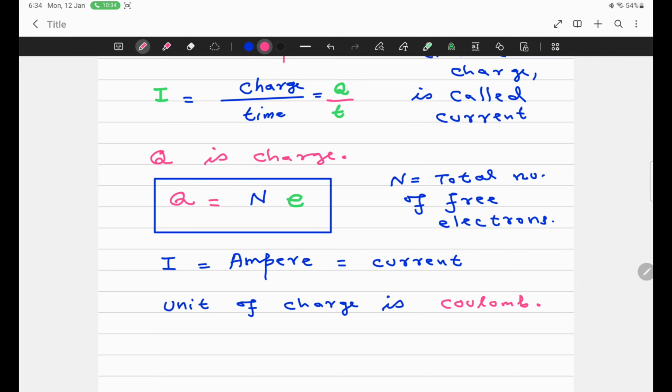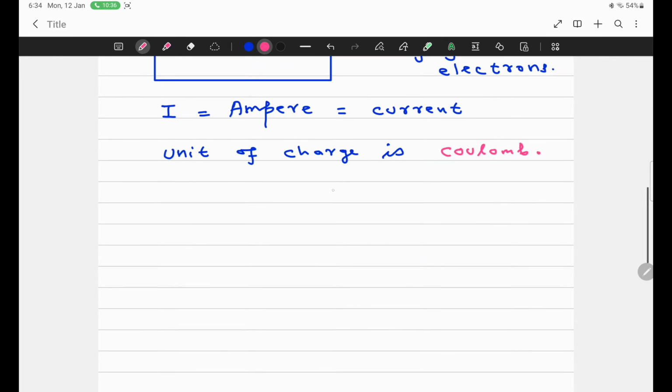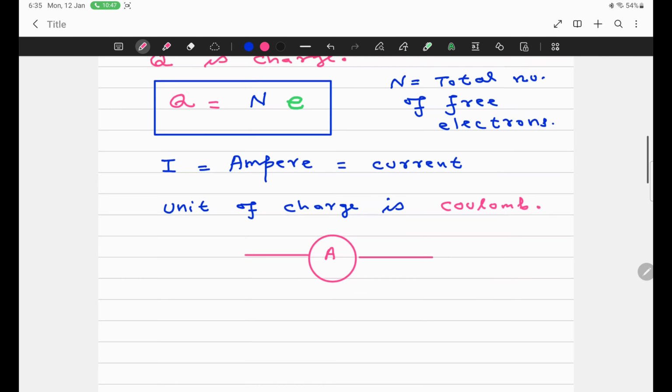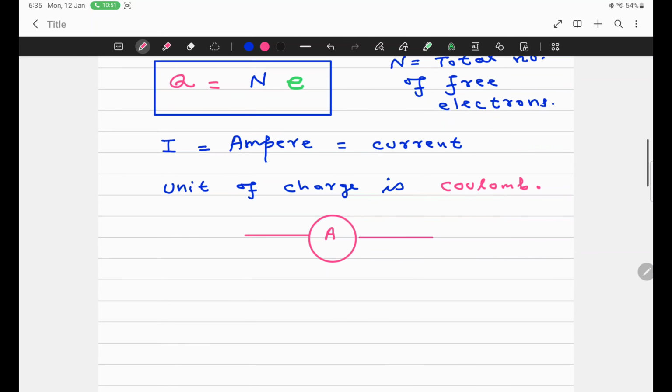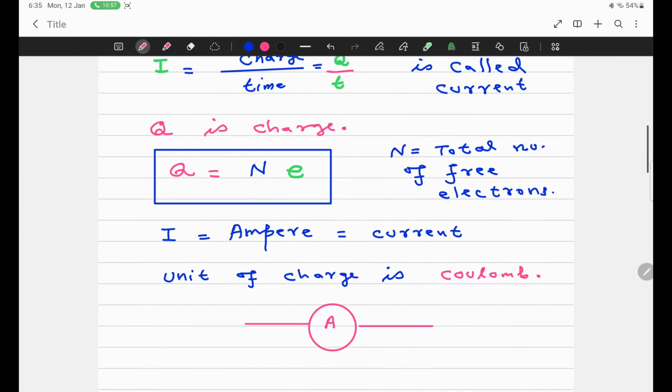Unit of current is ampere, and whenever we have to measure current, we use a meter, and this meter is called ampere meter or simply ammeter. So ammeter is used to measure electric current. So this is the basic formula.